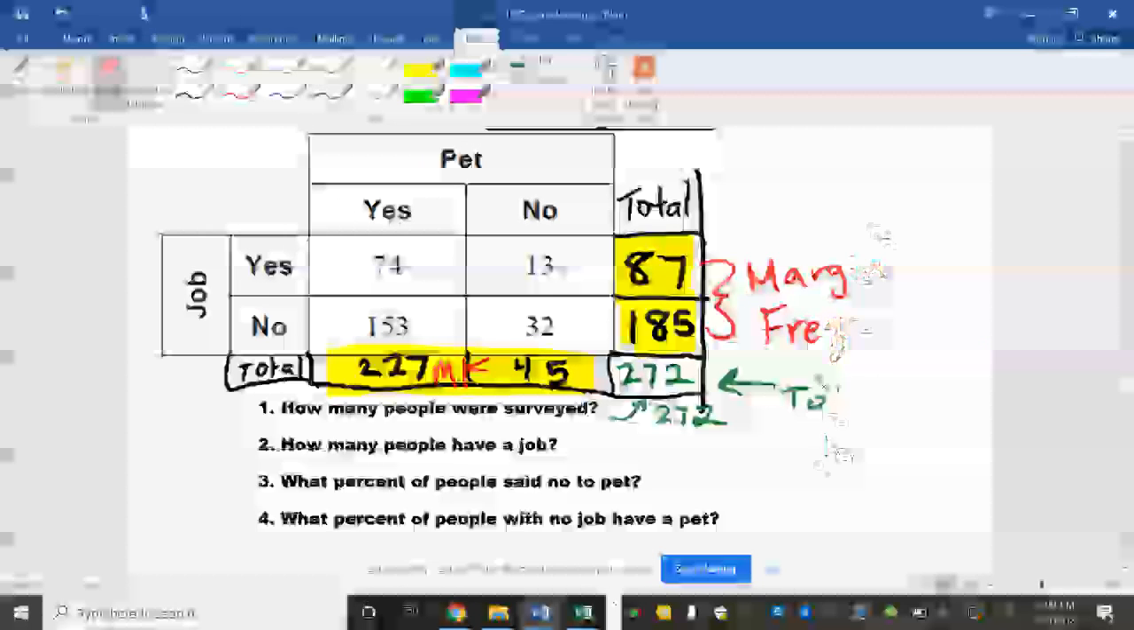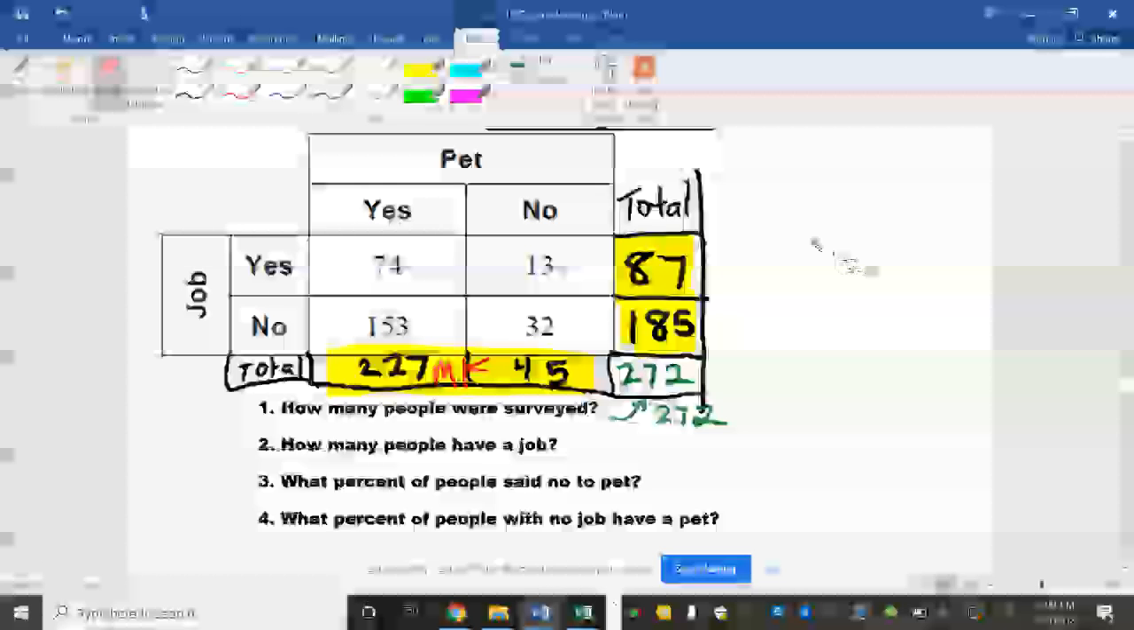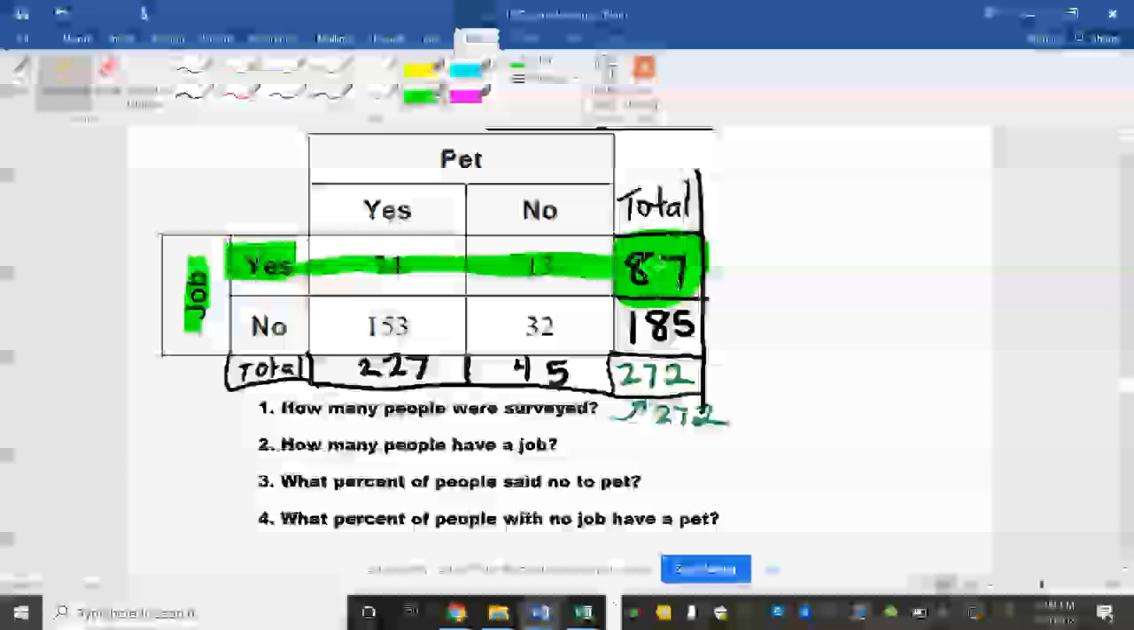Okay, make some room here. Next thing they're going to ask is how many people have a job? So we have to go to the category job, right? How many people have a job? That means they answered yes. And we go all the way across to the total. 87 total people have a job. 87.